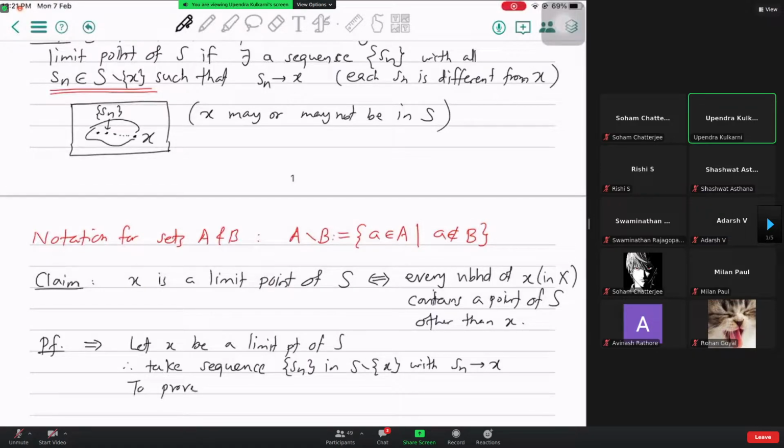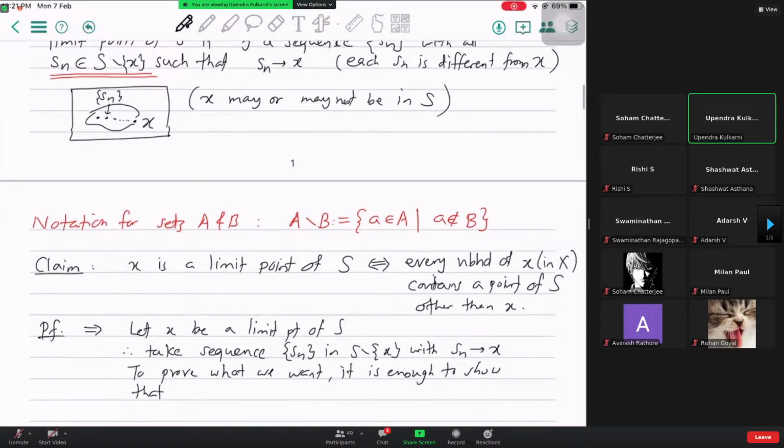So, to prove what we want, it is enough to show that any B_r(X) intersection S contains a point other than X. So the reason why I'm writing all of this is to show you that many times for basic statements, if you just start writing things down and setting up the notation, it will lead you to the proof. Okay, so we are almost done.